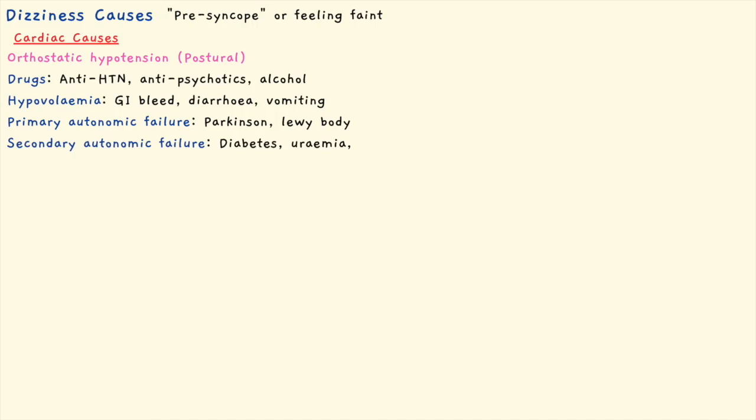Another cause is primary autonomic failure, and this can be due to Parkinson's disease or Lewy body disease. Now, you could argue this is more of a neurological cause, but it does cause orthostatic hypotension, so that's why we're talking about it under cardiac. Secondary autonomic failure is also possible due to diabetes. There's a complication of diabetes of neuropathy affecting the autonomic system, as well as uremia, possibly secondary to chronic kidney disease.